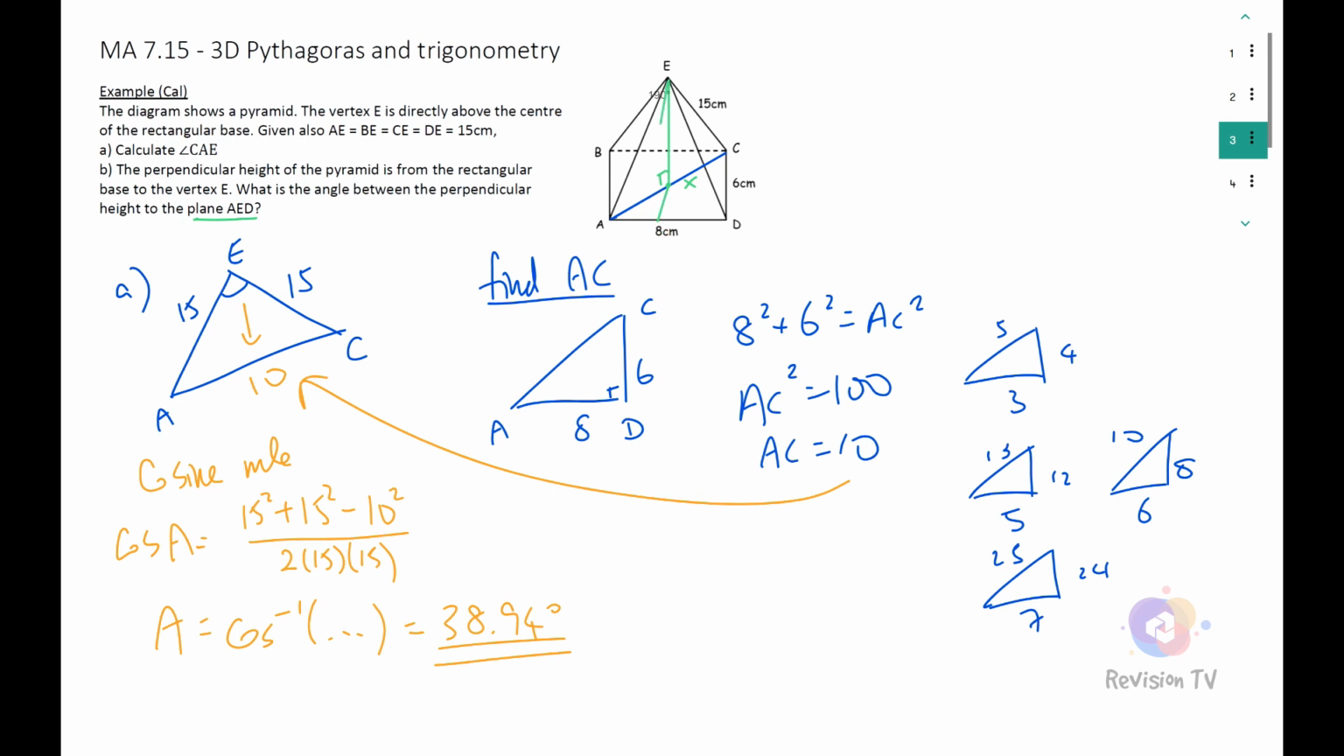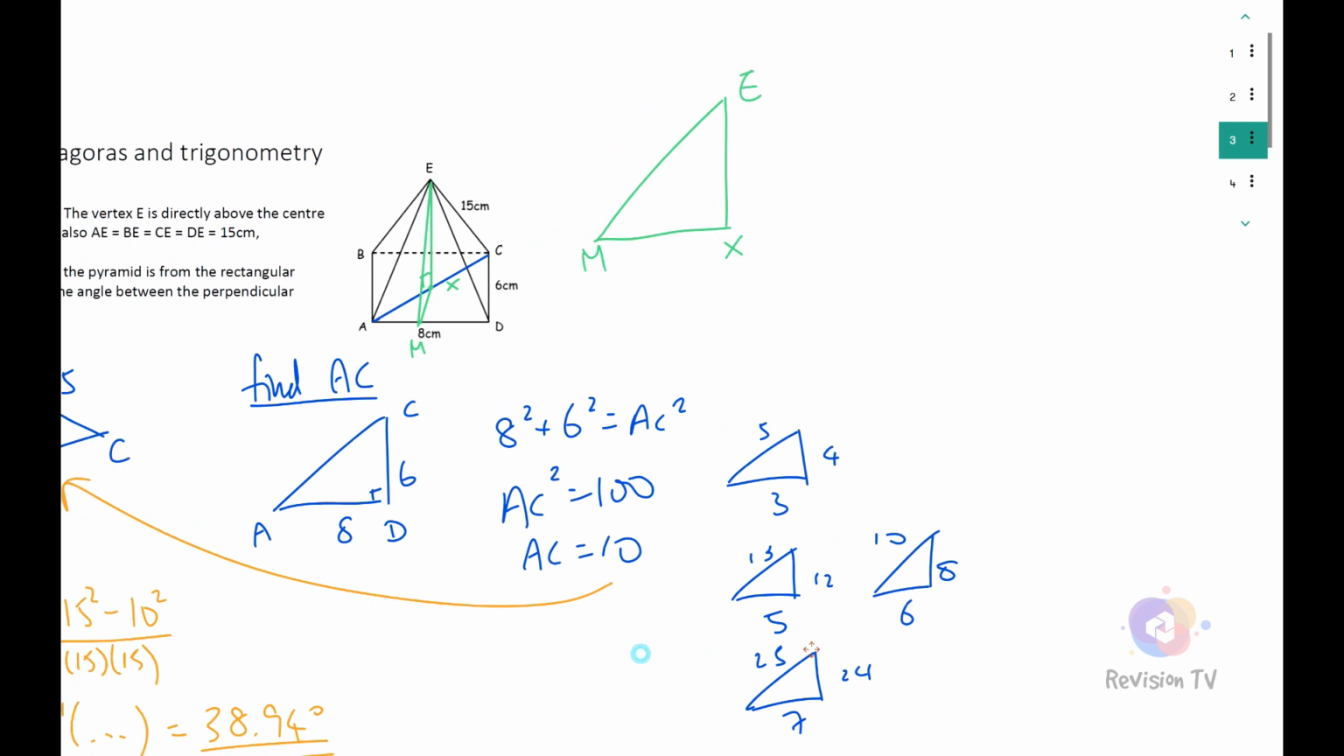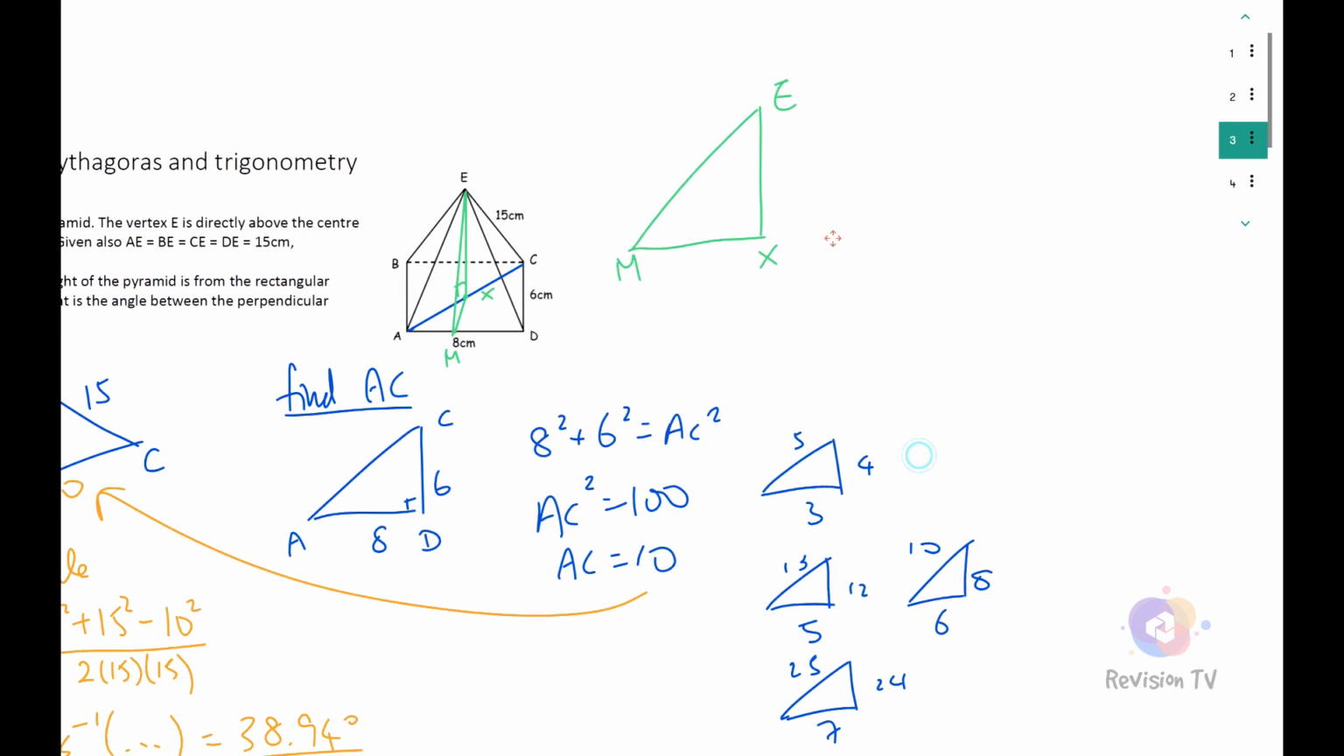So I'm going to draw 3D, right? Imagine you're slicing a triangle from inside the shape, and this triangle is like a piece of the pyramid. So we can draw a triangle out. Let's call this point M, because this must be the midpoint of A and D. They want us to work out the angle between the perpendicular height, which is EX, and the plane ME. So they want us to work out this angle in here.